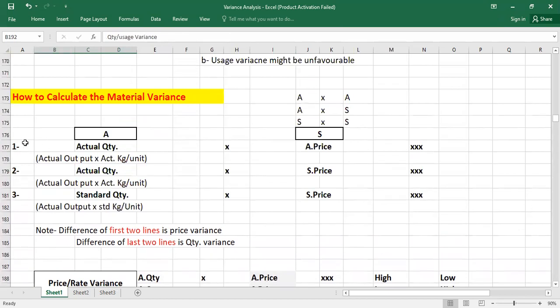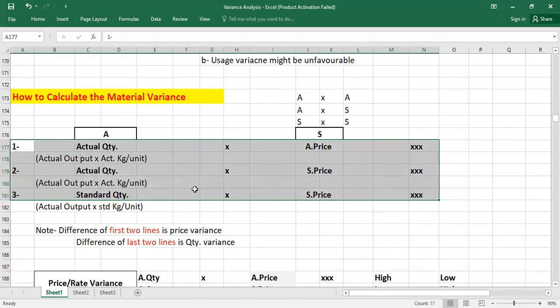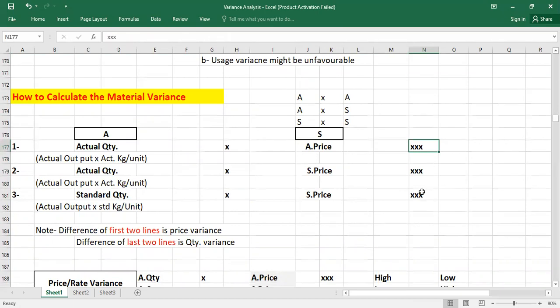You can look here, as I told you, we have three lines. If you take the difference of the first line, which is actual quantity times actual price, and the third line, which is standard quantity and the standard price, you can see here is the standard price, here is the actual price, so there is a price variance. And here is the standard quantity and here is the actual quantity, so there is a quantity variance also. So straight away we can take the difference of the first line, which is this value, and the third line, which is this value. So this will result in the total material variance under flexible budget.